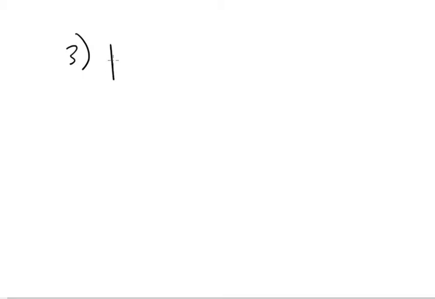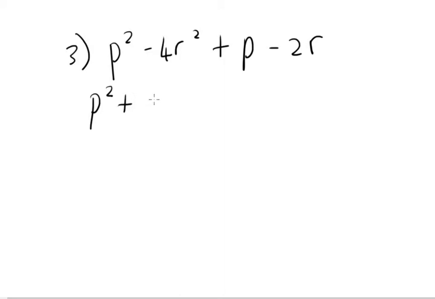Number 3, we've got p squared minus 4r squared plus p minus 2r. Yeah, that seemed a bit strange there, so that's 2r. Okay, so in this case there's a p and there's a p and there's an r and there's an r. So it kind of makes sense that we try to put these together. We could try that as a strategy.